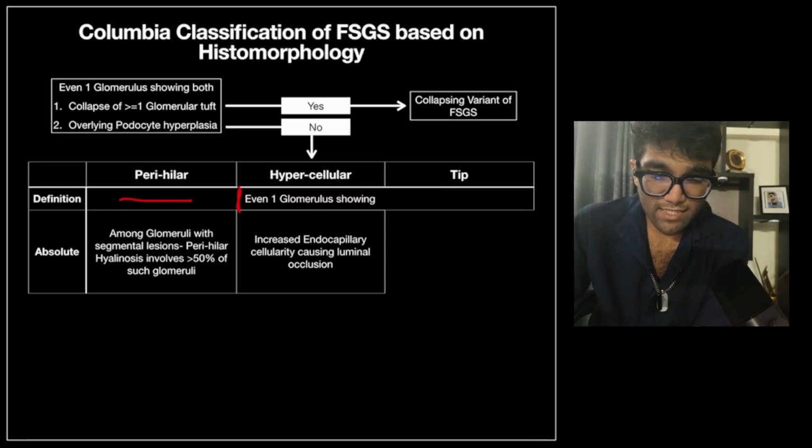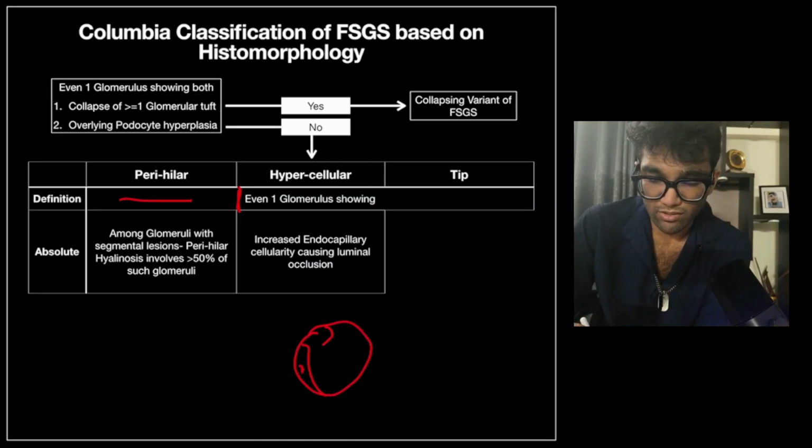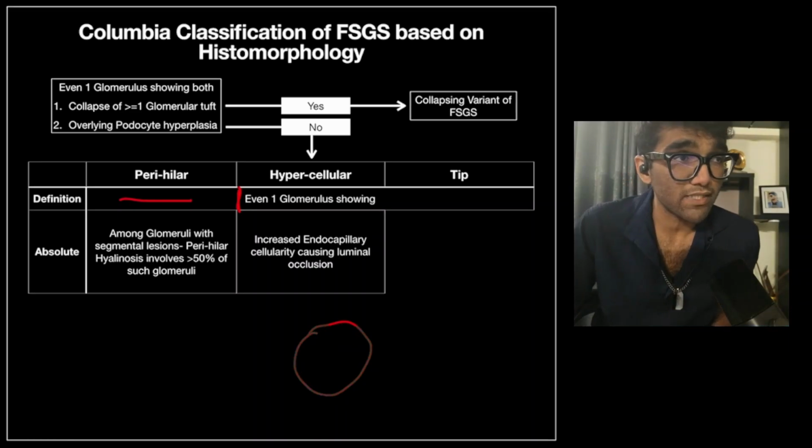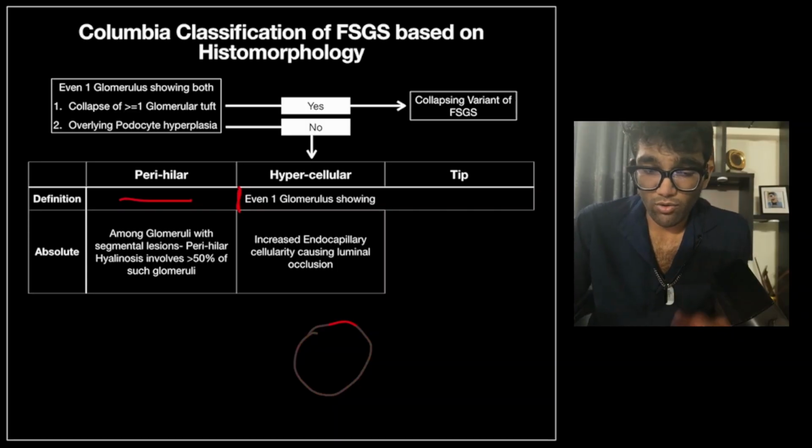Now, second is when you have the hypercellular variant, you need increased endocapillary hypercellularity. That means within the capillary, there must be an increased number of nuclei, implying an increased number of cells, not outside. So it's not in the mesangium, it's not in the Bowman space, it is not overlying the parietal podocytes. It's within the capillary. Okay.